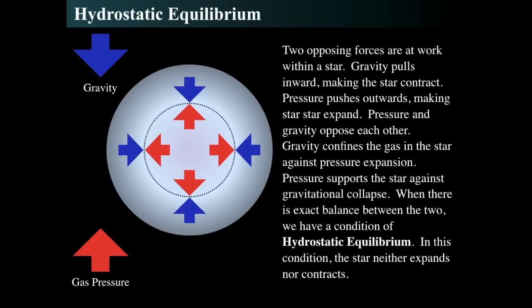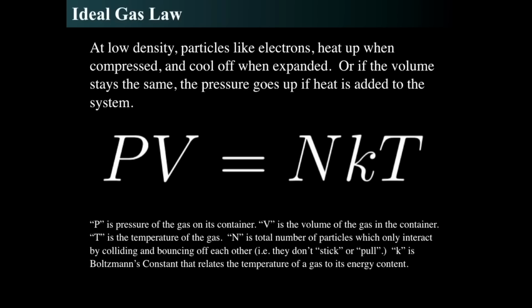So pressure and gravity oppose each other. The gravity pulls it together, the pressure supports it, and when they're in balance, we call that hydrostatic equilibrium. Now, a white dwarf isn't actually collapsing. So how does it stay aloft at those incredible densities? But first, let's go back.